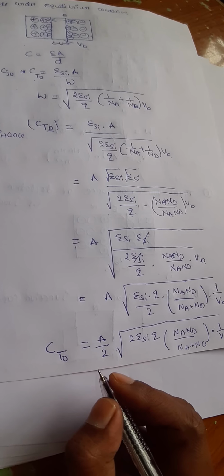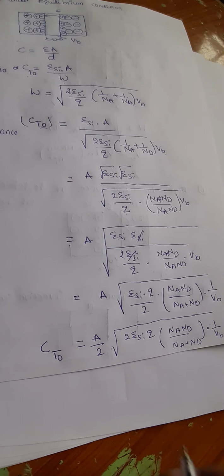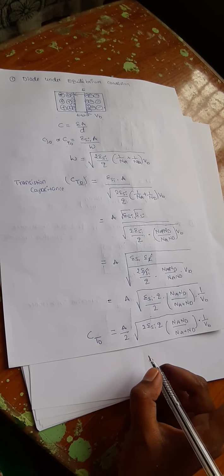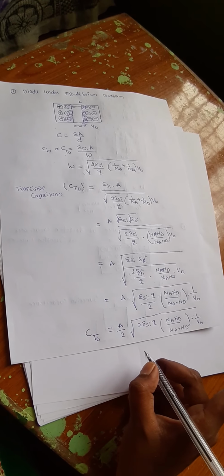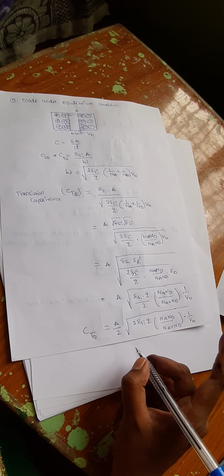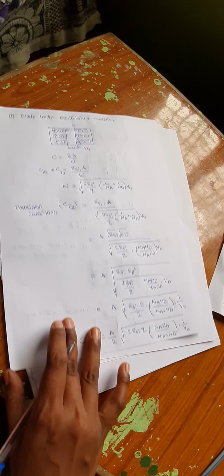So there exists only one capacitance for a diode under equilibrium condition, that is the transition capacitance. The diffusion capacitance does not exist here because we are not applying any external voltage.